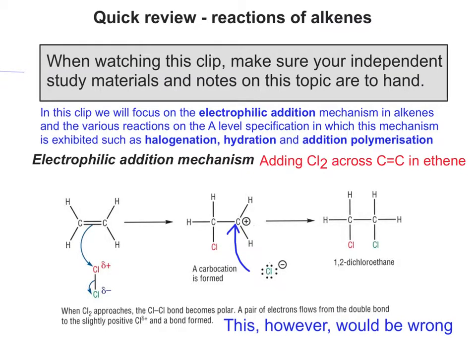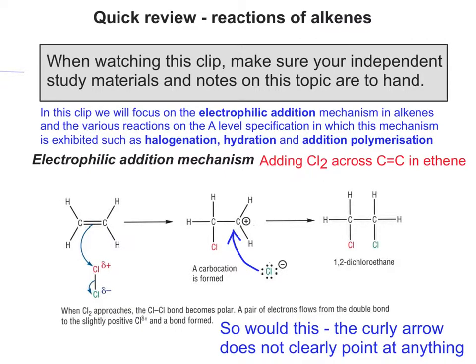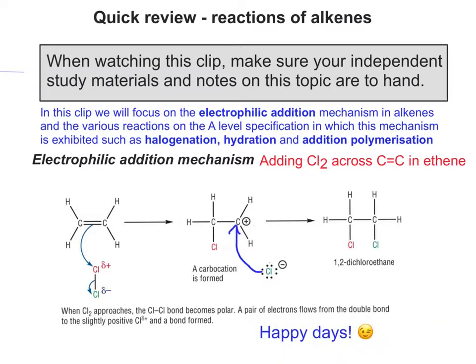But something like that would be wrong, because the curly arrow doesn't start at either a lone pair or the negative charge. Unfortunately, that would also be wrong, because the curly arrow doesn't clearly point at anything. But this one's much better because it starts very clearly at the lone pair and it points very clearly at the positively charged carbon on the carbocation.